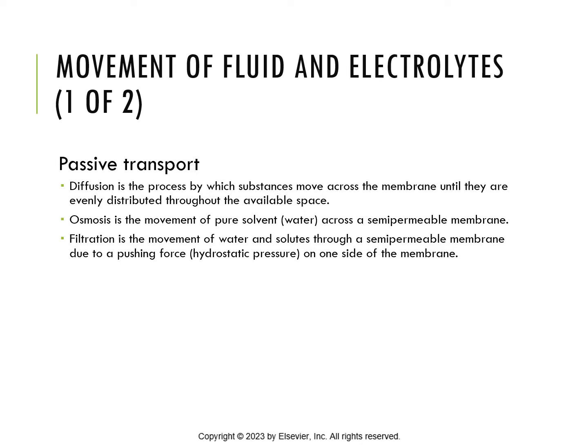If cells are surrounded by a solution with a greater concentration of solute than their cells, that solution is considered hypertonic. The water in those cells will move to the more concentrated solution, and the cells will then dehydrate and shrink. If cells are surrounded by a solution that has less solute than the cells, that solution is hypotonic.